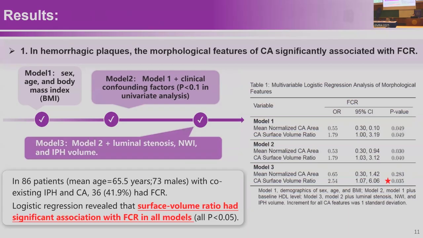So first of all, we want to discover, in hemorrhagic plaques, what's the relationship between the morphological features of calcification and FCR risk. We integrated 3 models with different covariates, and we did this multivariable logistic regression analysis. We found that surface volume ratio as a morphological index had significant association with FCR in all models.